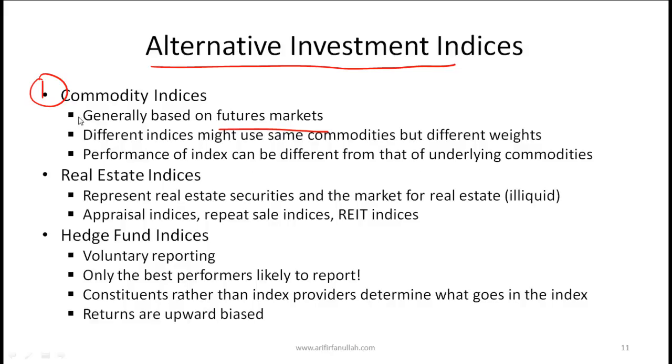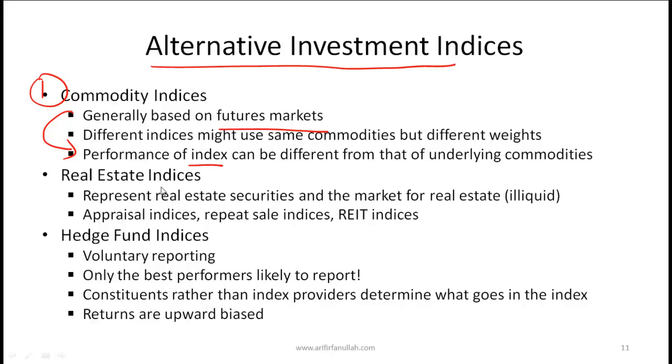The key reason for this is actually the first one. Because indices are based on futures markets, it is possible that futures prices are moving somewhat differently from spot prices, and hence price changes in the spot market might be different from the price changes in the futures market, and hence the index might not necessarily move with the spot prices of the underlying commodities.